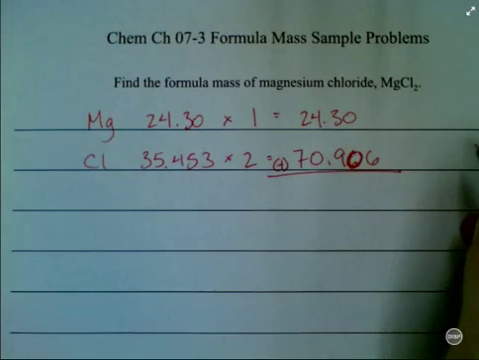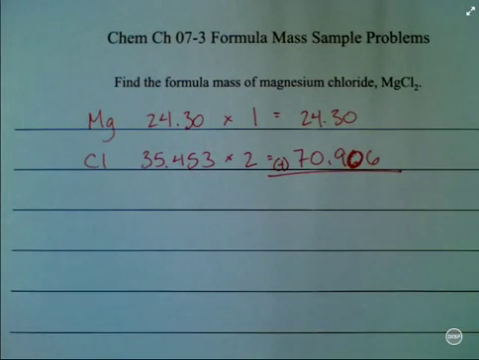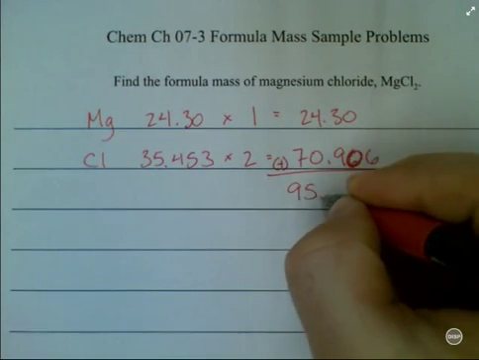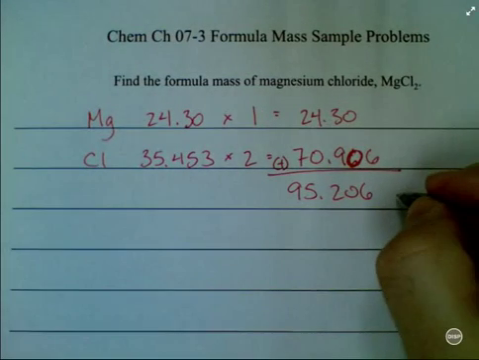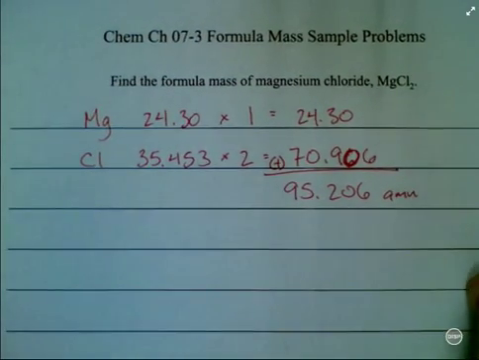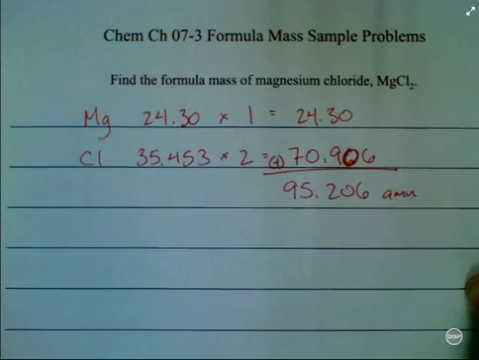Next step, I will sum these. Again, I'll use my calculator for some help. And that comes out to be 95.206. And because the appropriate unit for formula mass is AMU, you might be tempted to just slap an AMU on there and call it good.